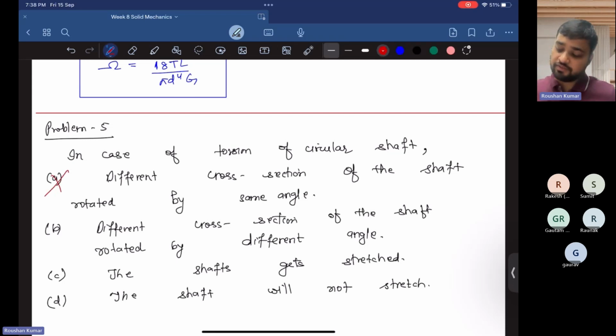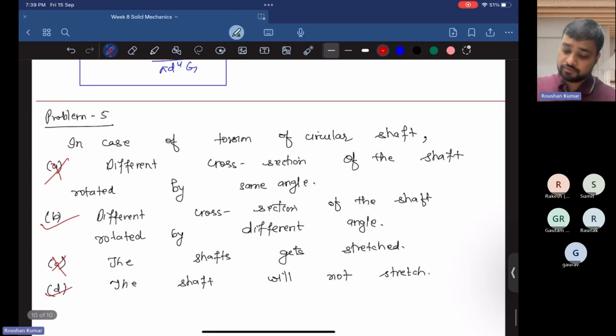The second option says different cross sections of the shaft rotate by different angles. Yes, this is absolutely the correct answer. So yes, every cross section of the shaft rotates by a different angle. The third option, the shaft gets stretched. No, this is also not correct, because whenever we provide twist, whenever we provide torque to any circular shaft, it doesn't get stretched. The fourth option is the shaft will not stretch. Yeah, this is a correct option. So these two options are correct.